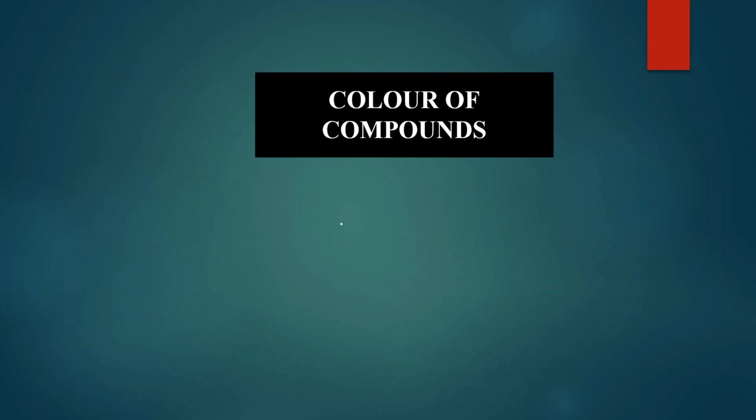Next, color of the compounds. Regarding the color of compounds, you have to understand that this is a particular property of d block elements. The color of the compounds of d block elements is due to only one reason: the presence of unpaired electrons. So listen here, K2Cr2O7, what is this? Potassium dichromate, right?